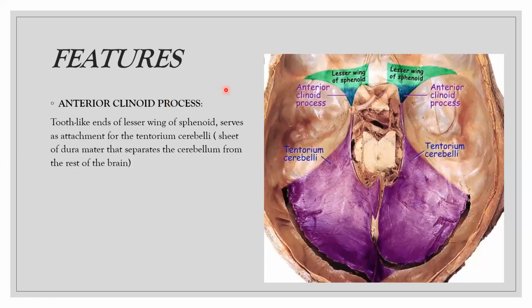So to continue with the features, there's a very important structure here called the anterior clinoid process, which is a tooth-like projection from the lesser wing of the sphenoid. Anterior clinoid process. Now, this anterior clinoid process serves as an attachment for the tentorium cerebelli, which is also a sheet of dura mater that separates the cerebellum from the rest of the brain. So this is the tentorium cerebelli. It separates the cerebellum from the rest of the brain.